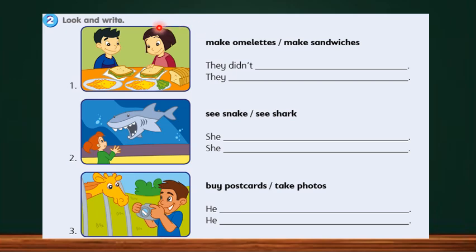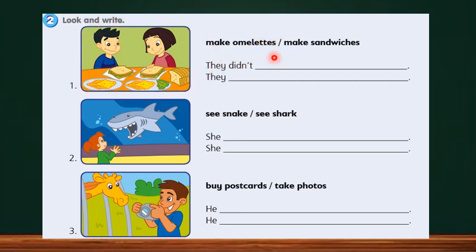After looking at the examples, now it's time for us to continue with activity 2, look and write. In this activity, we are going to answer the question in the past tense. However, please note that we cannot use past tense behind the auxiliary verb.